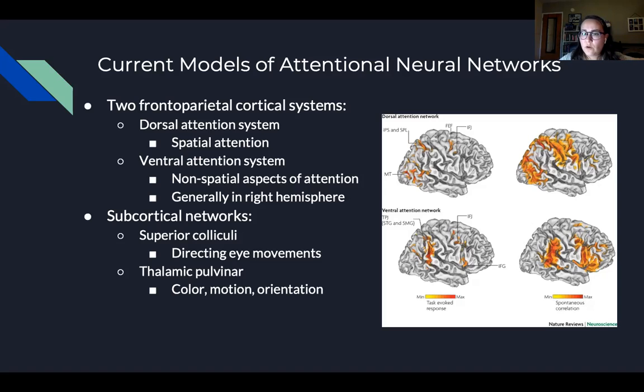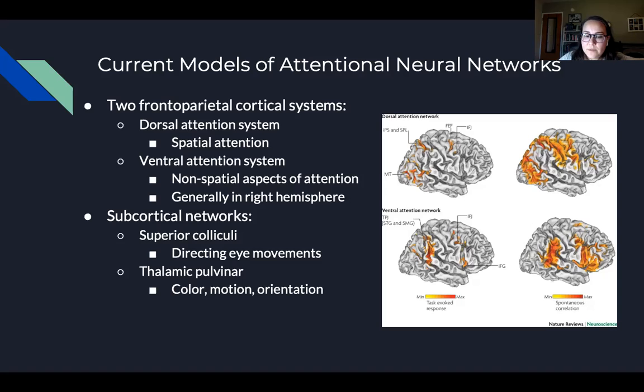There are also some subcortical attentional control networks, which really means just deeper in the brain. There is the superior colliculi, which is one of my favorite neuroscience words. I love saying medulla oblongata and superior colliculi. It's great, a fun little neuroscience nerd moment. But anyway, the superior colliculi, which are further back in the brain, are involved with directing our eye movements and also conducting visual searches. So if you're looking for your friend in a crowd, your superior colliculi are on it.